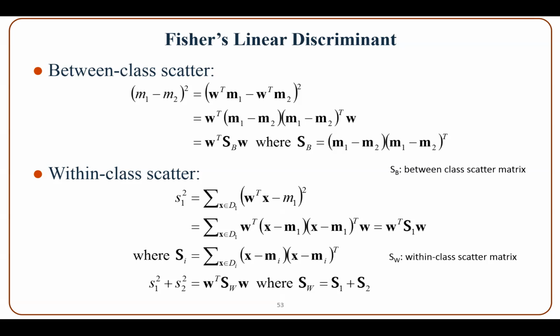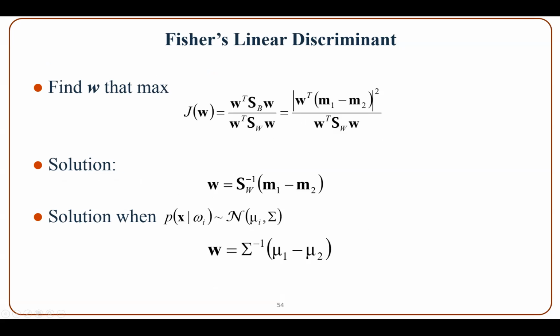So the optimization problem goes to this point. Find W that maximizes J of W, and the denominator can be rewritten this way, as you can see from the previous slide. The solution can be written directly. In the case that the conditional density P of X given each class follows a normal distribution with the mean vector mu i and equal covariance matrix, then this is the form of the solution.